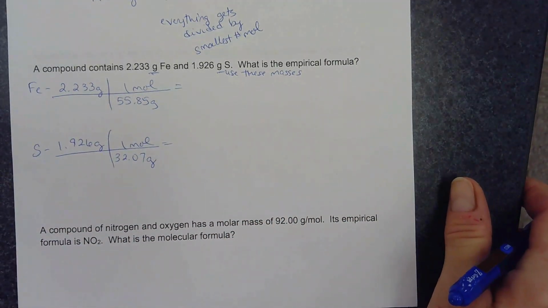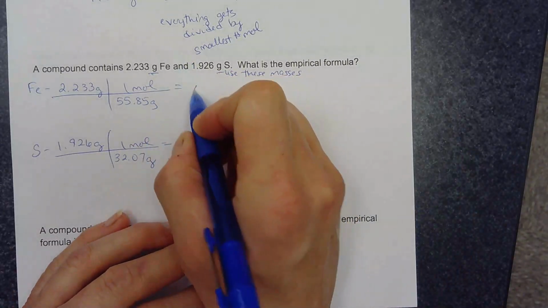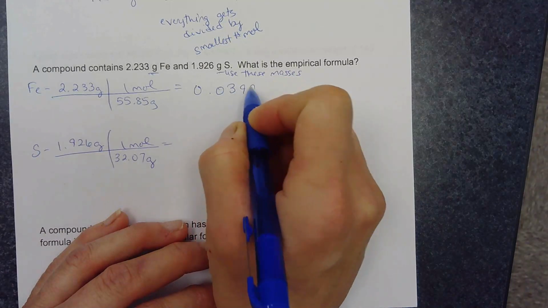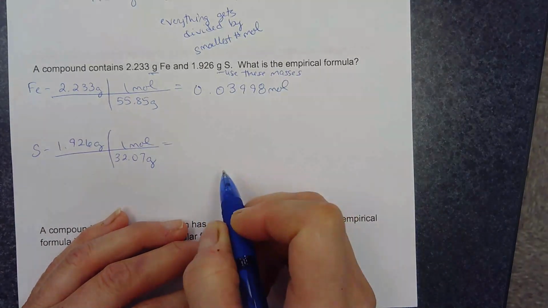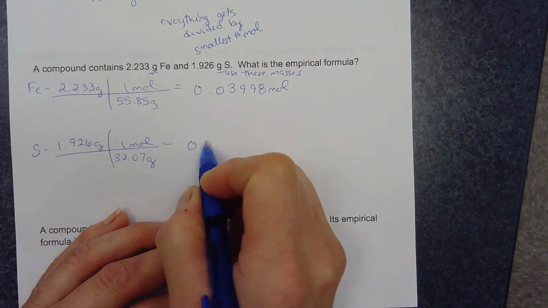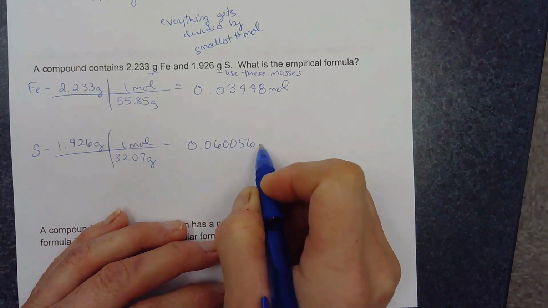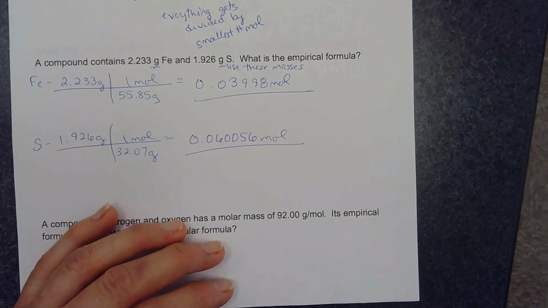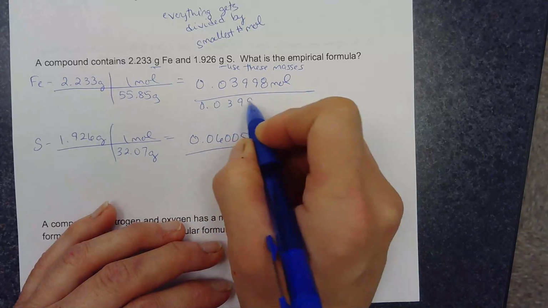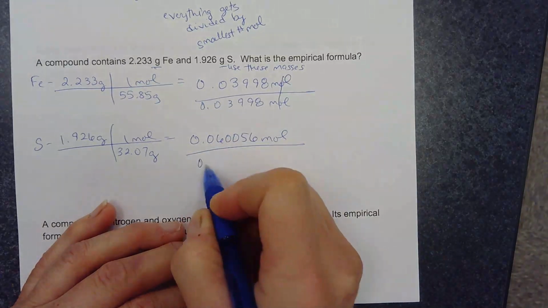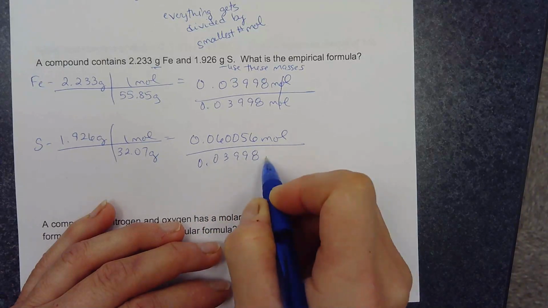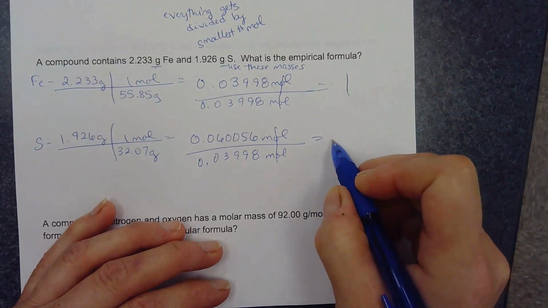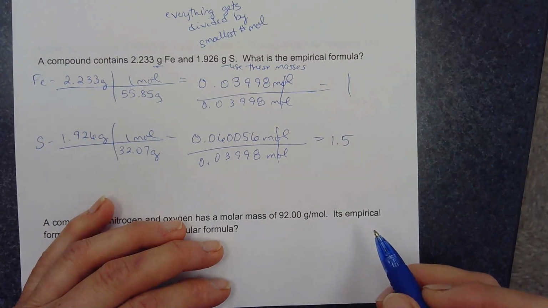All right, what did you get for the number of moles for iron? Come on, tell me, somebody. Good. And for sulfur, what'd you get? Okay. All right, divide by the smallest, that would be the 0.03. And we get 1 and what? 1.5. Do you get that?